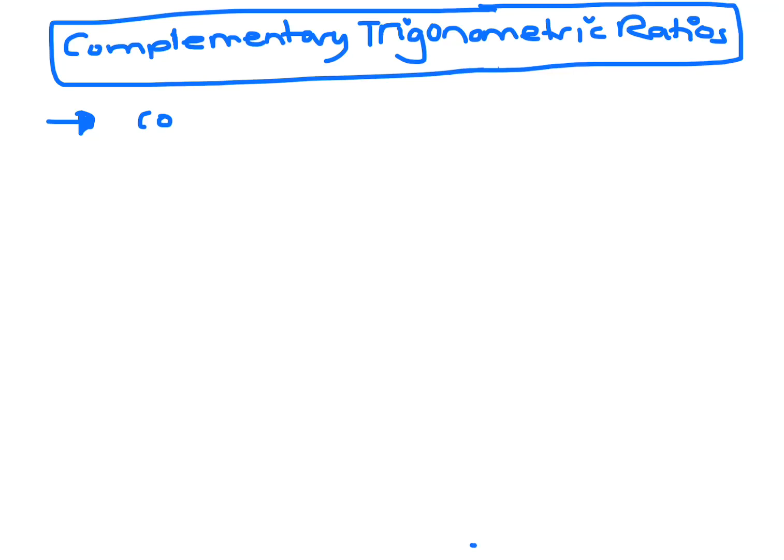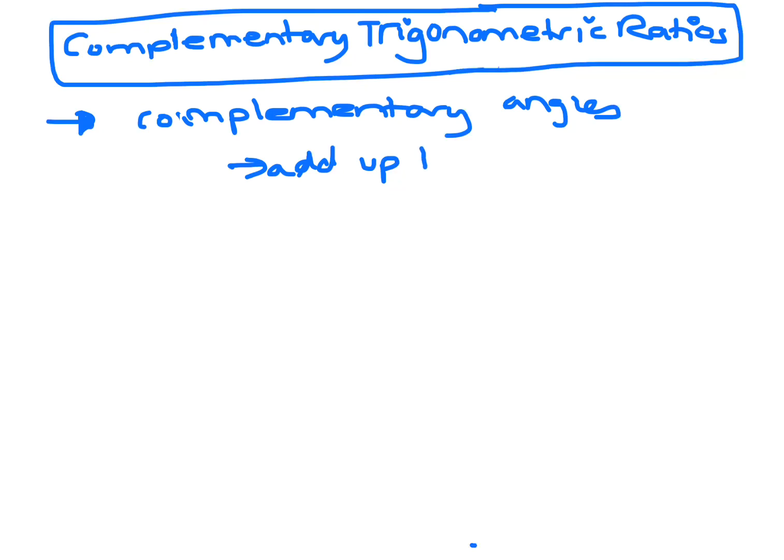We're just going to look at complementary trigonometric ratios. Now, you might remember that complementary angles basically add up to 90. So with this word, complementary trigonometric ratios, the complementary part, you've seen this word before, and all that it means when you're looking at complementary angles is that they add up to 90.